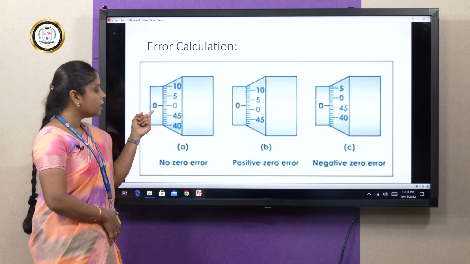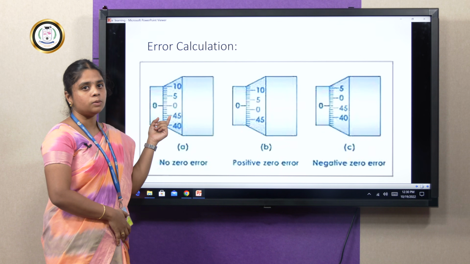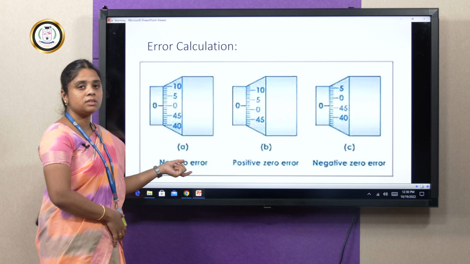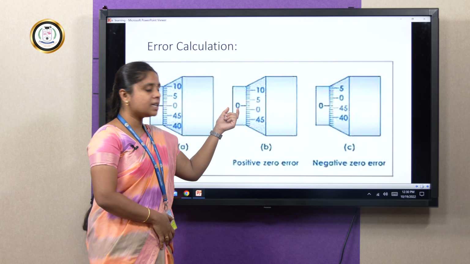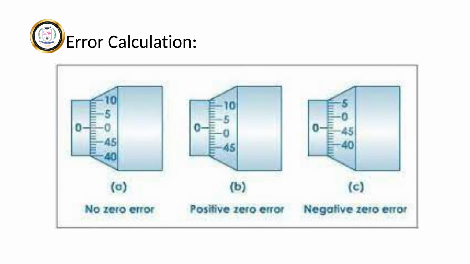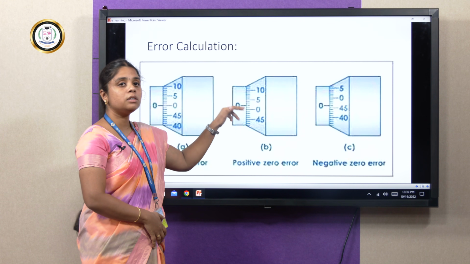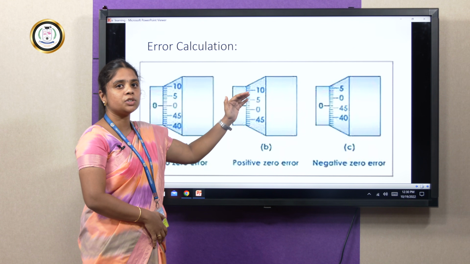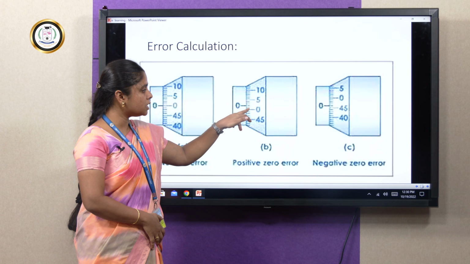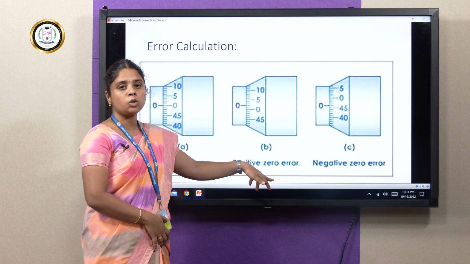Now let us consider the 0 initially is our pitch scale 0 and the divisions here is our head scale 0. When the pitch scale 0 coincides exactly with the head scale 0, the error we got is a zero error. Let us consider the second case where the pitch scale 0 coincides with the head scale division above the head scale 0. For example, if the pitch scale 0 coincides with 1, 2, 3, something like that in the head scale division, then the error is called a positive error. Let us consider the pitch scale 0 in this figure is coinciding with the number 2. Then the answer for the positive zero error is plus 2.